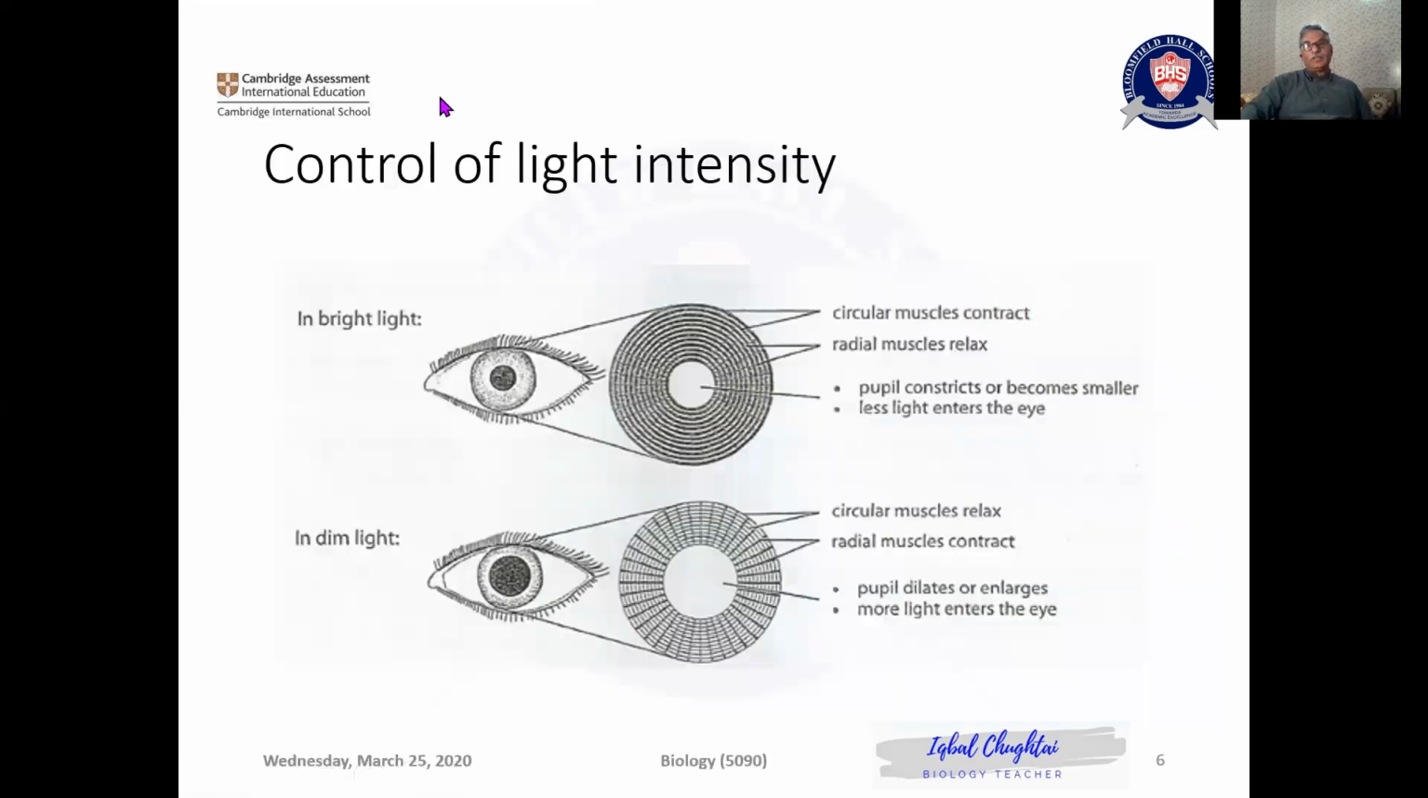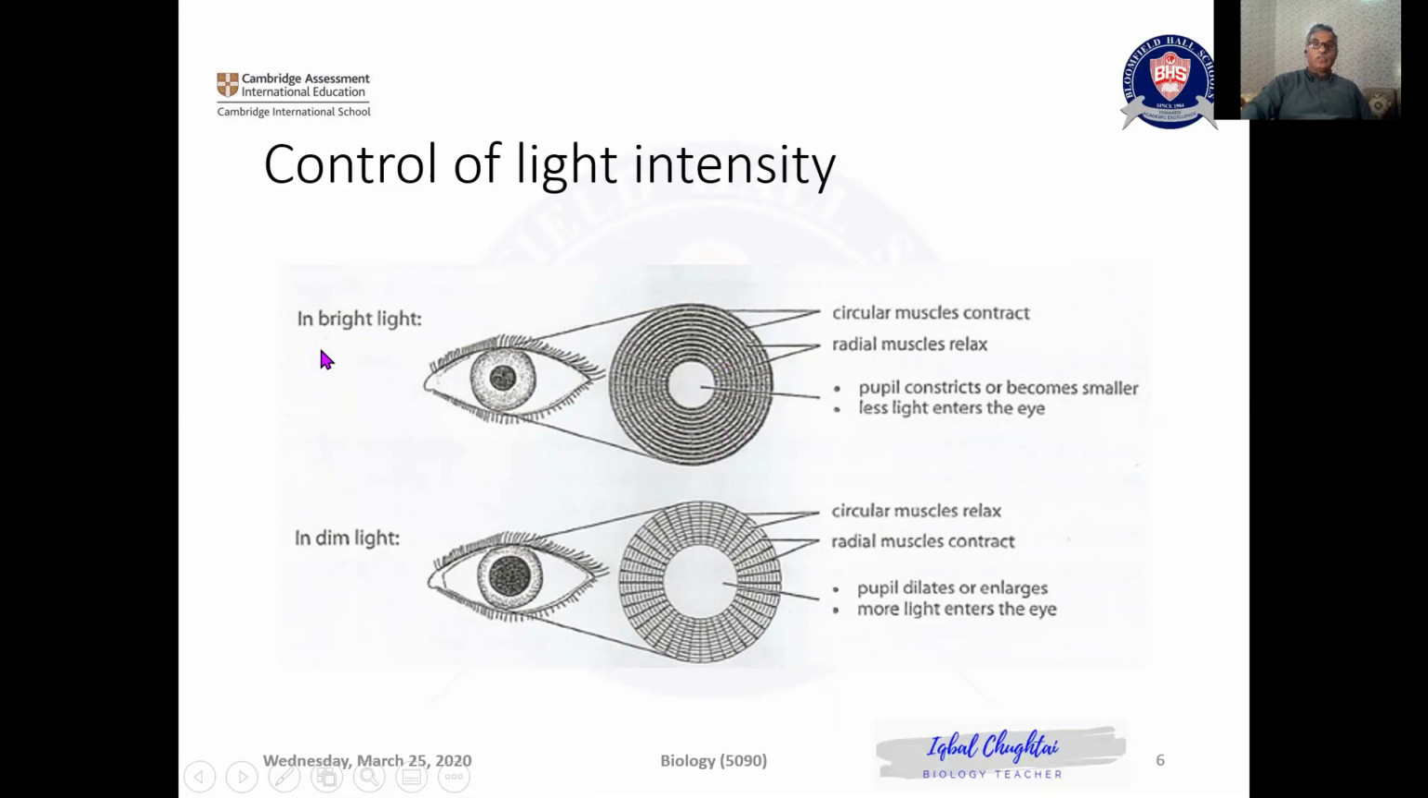This is the control of light intensity. You can see how iris muscles are responsible for defining the diameter of the pupil in bright light conditions or in dim light conditions. Iris muscles consist of two types of antagonistic muscles. These vertical lines are showing radial muscles, and these circular lines are showing circular muscles. When we are exposed to bright light conditions, the pupil diameter constricts, and less light is allowed to enter the eye. At this time, circular muscles are contracting and radial muscles are relaxing.